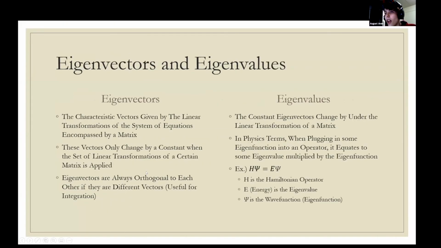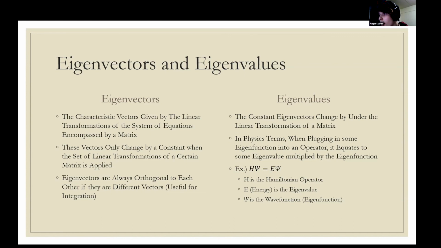All right. And now we're talking about eigenvectors and eigenvalues. Eigenvectors are characteristic vectors given by the linear transformation of the system of equations encompassed by a matrix. So we all know that we can describe a matrix as a system of equations. These vectors are put under a constant scale when put under these linear transformations. These vectors only change by a constant when the set of linear transformations of a certain matrix is applied. And eigenvectors are essentially always orthogonal to each other if they are different vectors. If they're the same vector, obviously they're the same, but if they're different, they're always orthogonal. And that's very useful for integration, particularly.